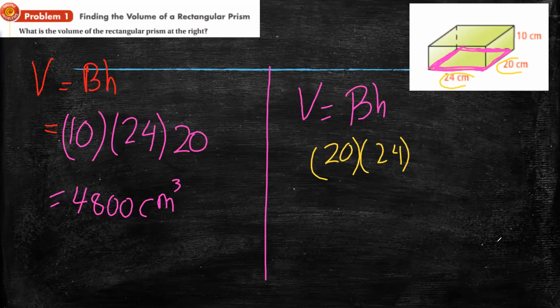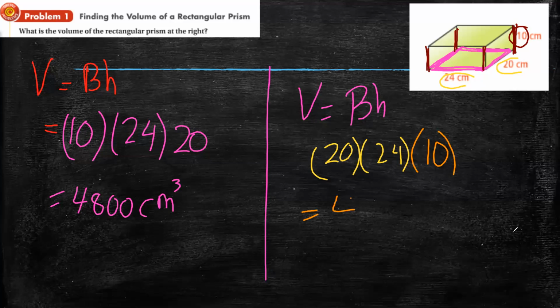10. It is 10. This one, it is perpendicular on the base. So, 24 times 10, and you will get the same answer. Is it clear? Yes.